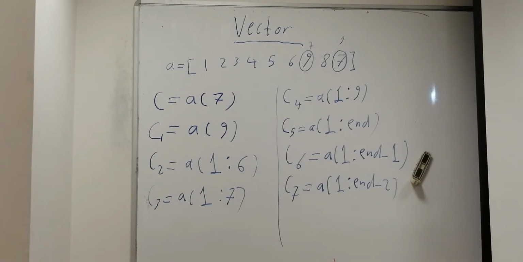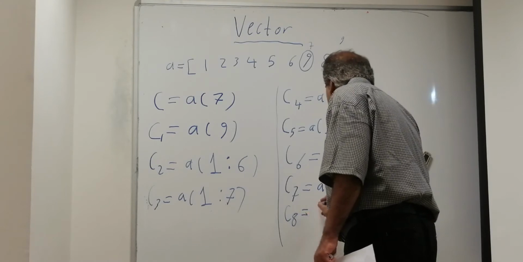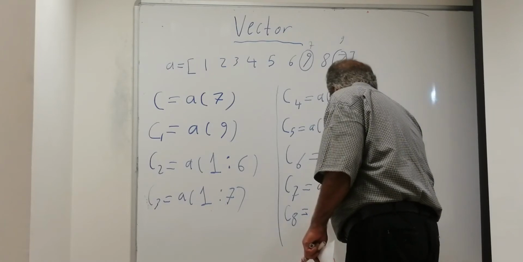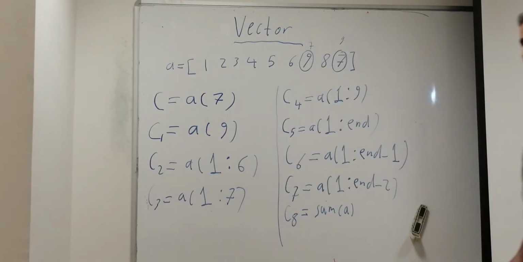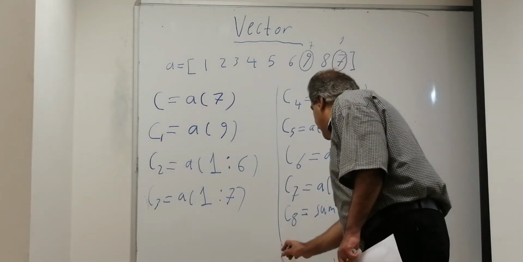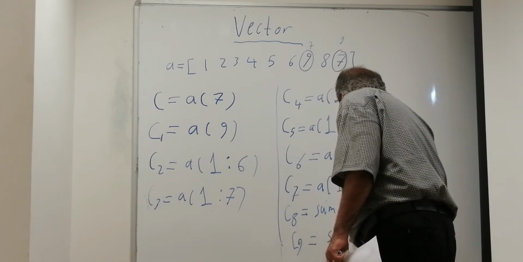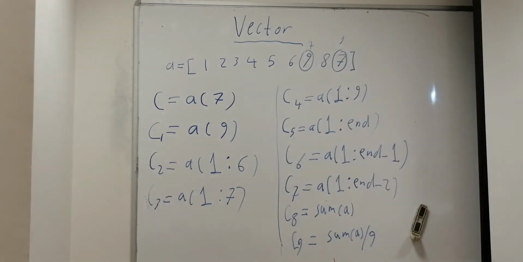I need to make a summation of all these numbers inside. I can say C8 equal sum, A, some small letter A vector. I can find the average. Yes, I can find the average. C9 equal sum A divided by 9 can give me this result.